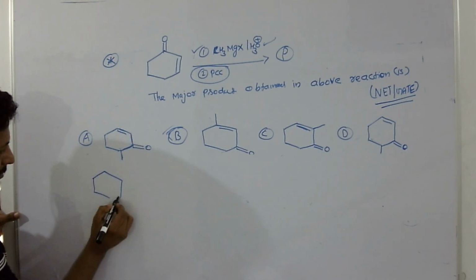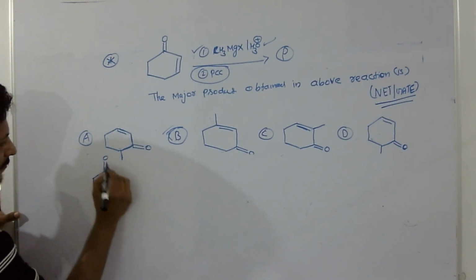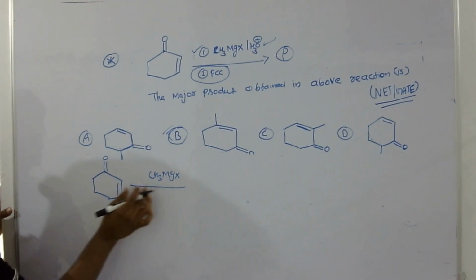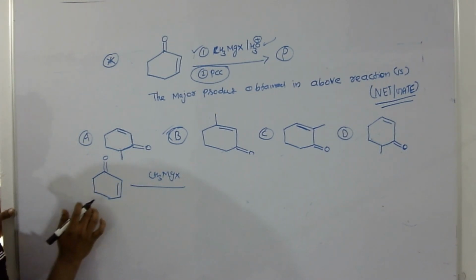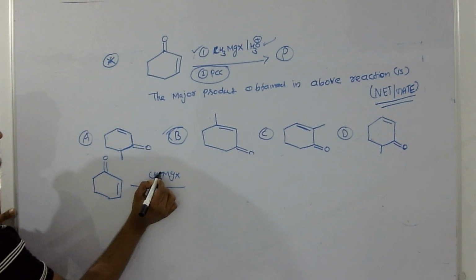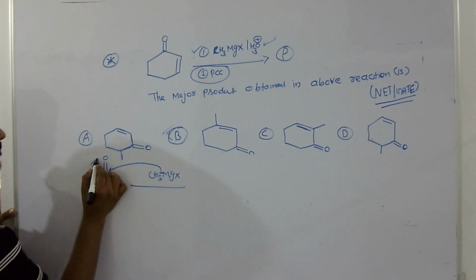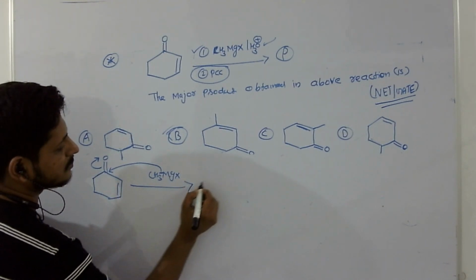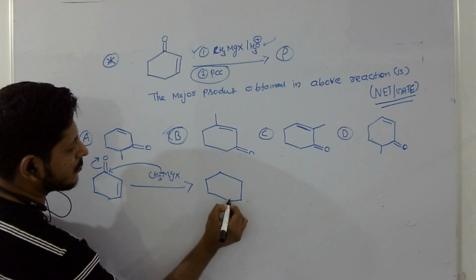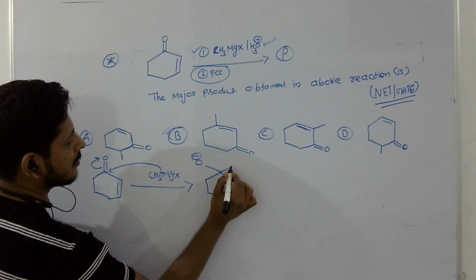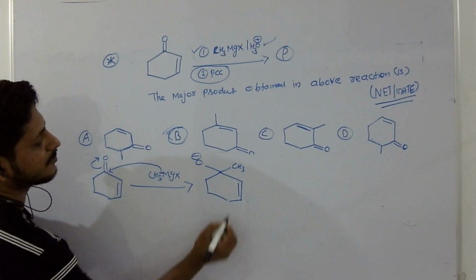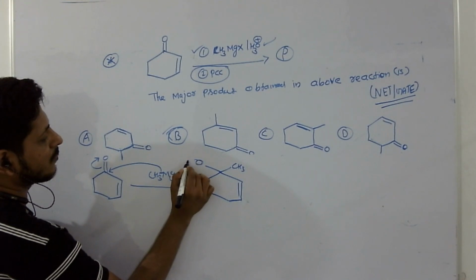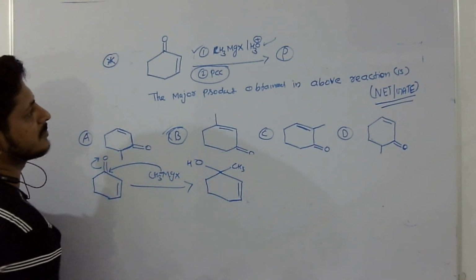We have an alpha beta unsaturated compound. If we add Grignard reagent, CH3MgF, you know that in the presence of an alpha beta unsaturated compound, Grignard reagent gives the 1,2 addition product, because Grignard reagent is a hard nucleophile and the carbonyl carbon is also a hard center. So you will be getting O minus here and CH3 here. Now we are using acidic conditions, so this OMgF will be neutralized into OH. So this will be our first product.